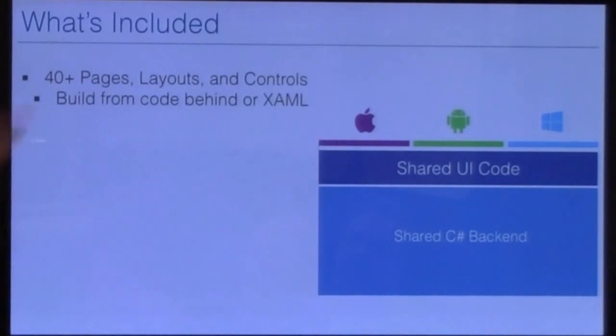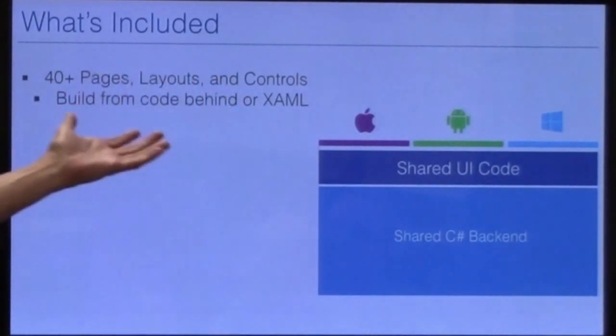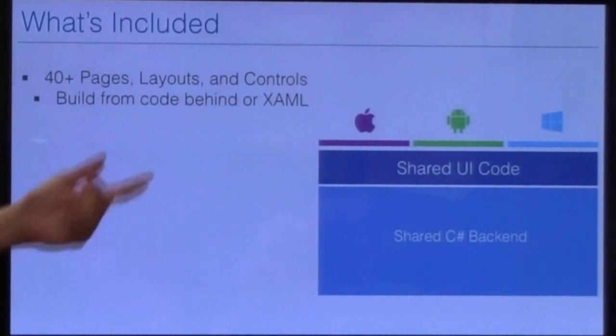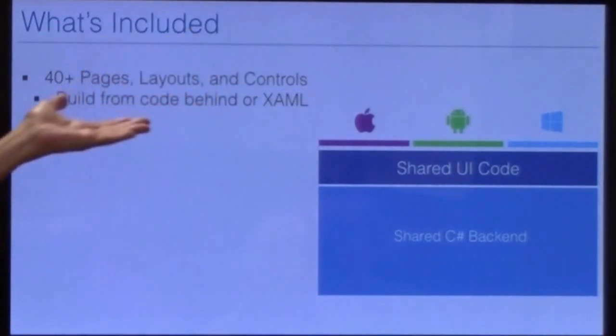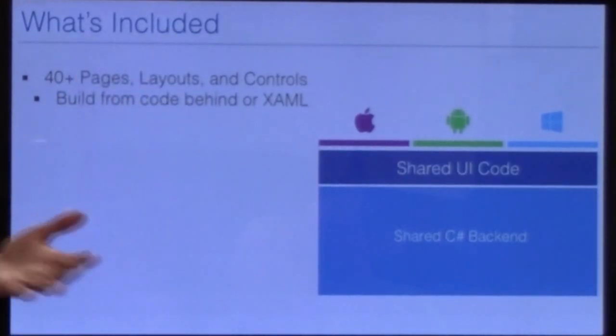Okay, so what's included? 40 plus pages, layouts, and controls. That's all of those added up make 40. You can build from code behind. If you're used to old Windows stuff, that was the term for building your UI in code. Or you can use XAML. XAML, not to get too confused by it, is really just a big XML file.